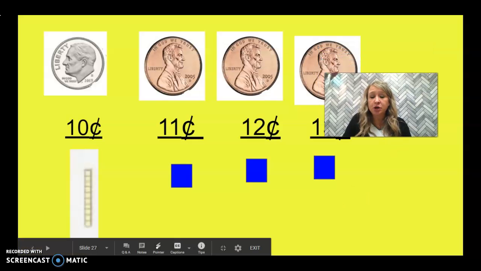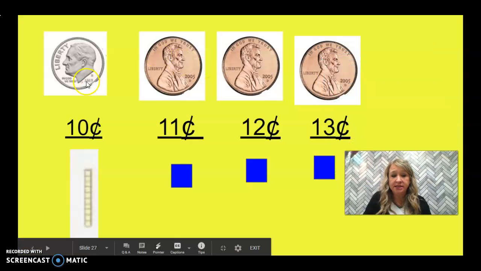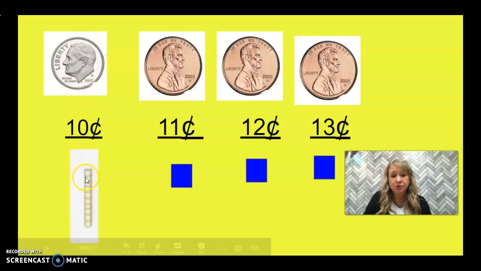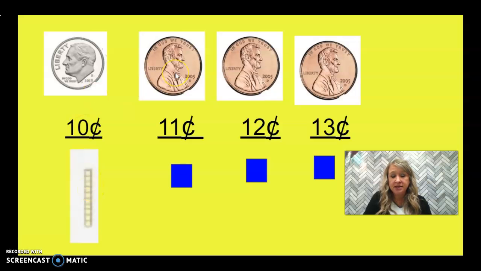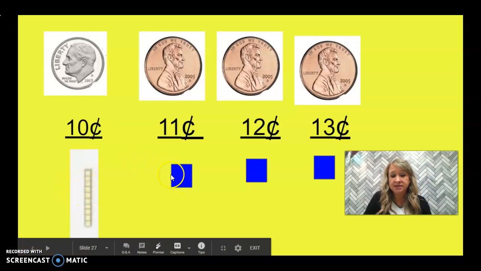Then we learned how to use our place value blocks to count our coins. A dime is worth 10 cents, and so is a long. A long is worth 10. A penny is worth 1 cent, and a unit is worth 1. So we used our longs and our units to count our dimes and pennies.